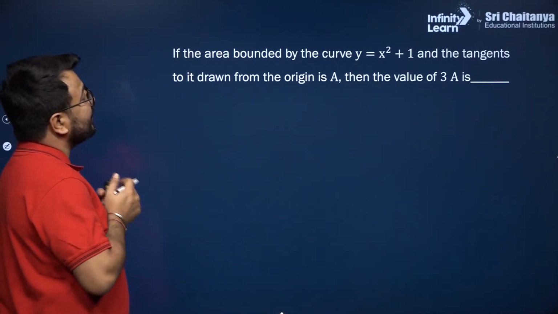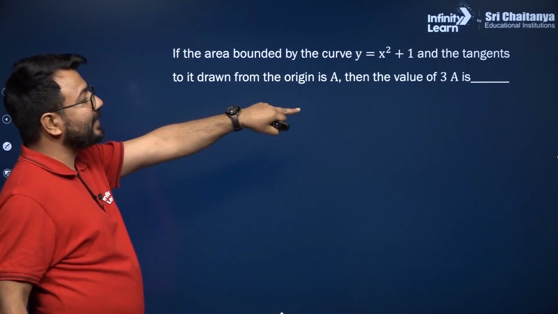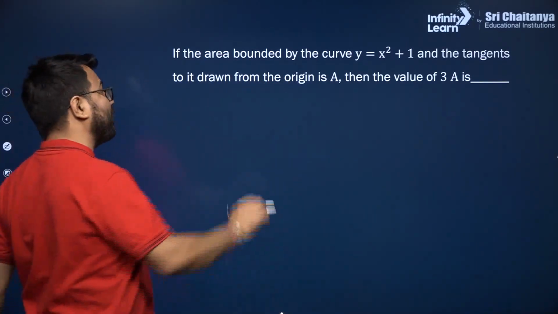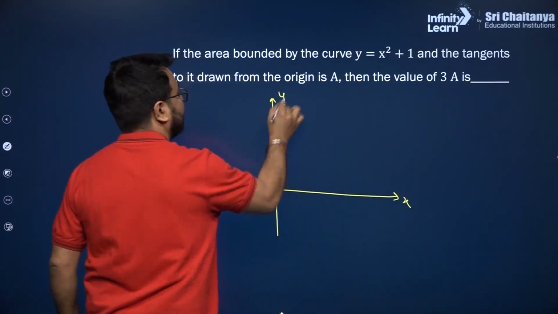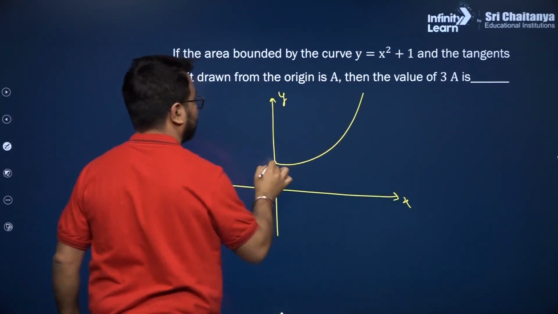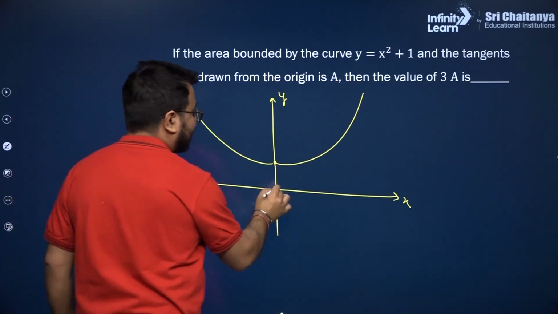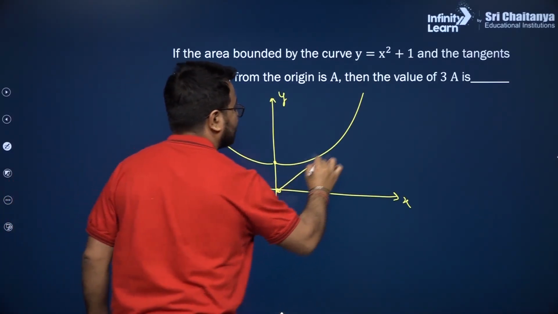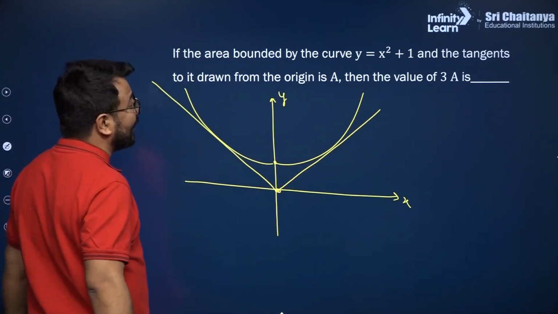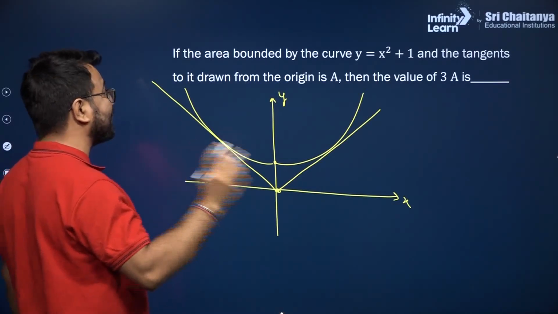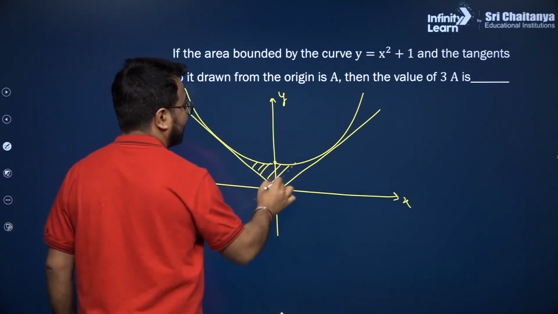Next is, if the area bounded by the curve and the tangent to it drawn from the origin is capital A, we need to find the value of 3A. How will I be able to find it? First of all, I will trace the curve. So this is a curve. Next, the tangent drawn to it from the origin. From the origin I need to draw. Suppose this is tangent number 1, this is tangent number 2, and I need the area bounded by the curve and the tangent drawn from the origin. So basically we need to find this area.